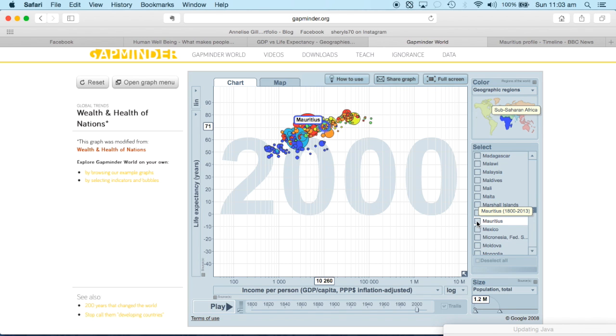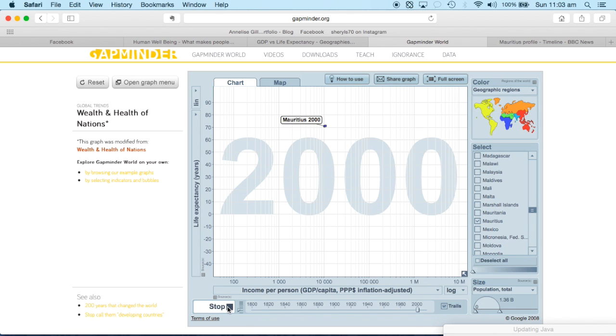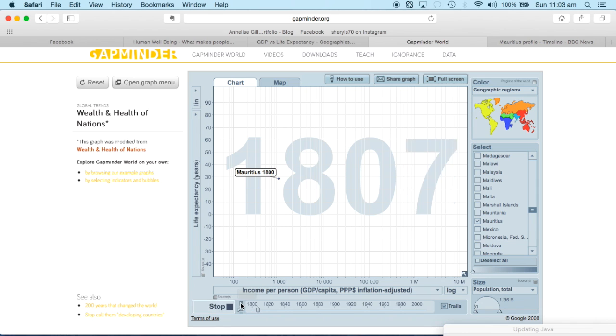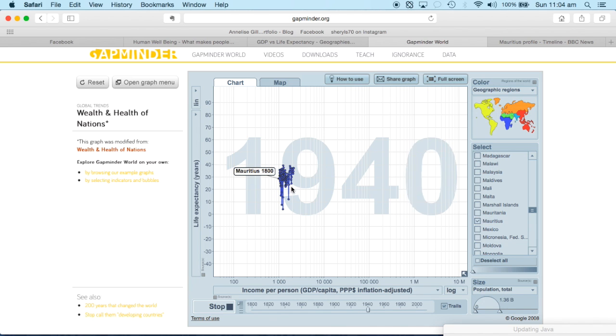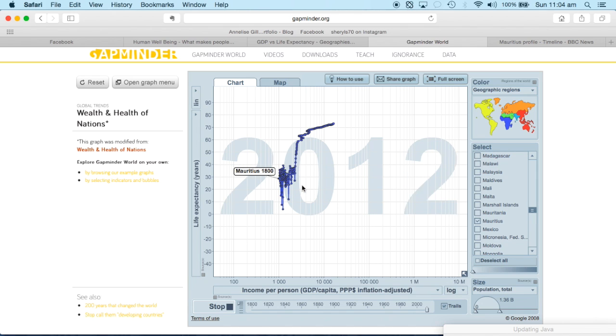Let's go back to Mauritius. Oh no, I have to play it from the beginning. No, play it from the beginning. Faster. Okay, so we had this dip here. Oh, it's not letting me highlight anything now.